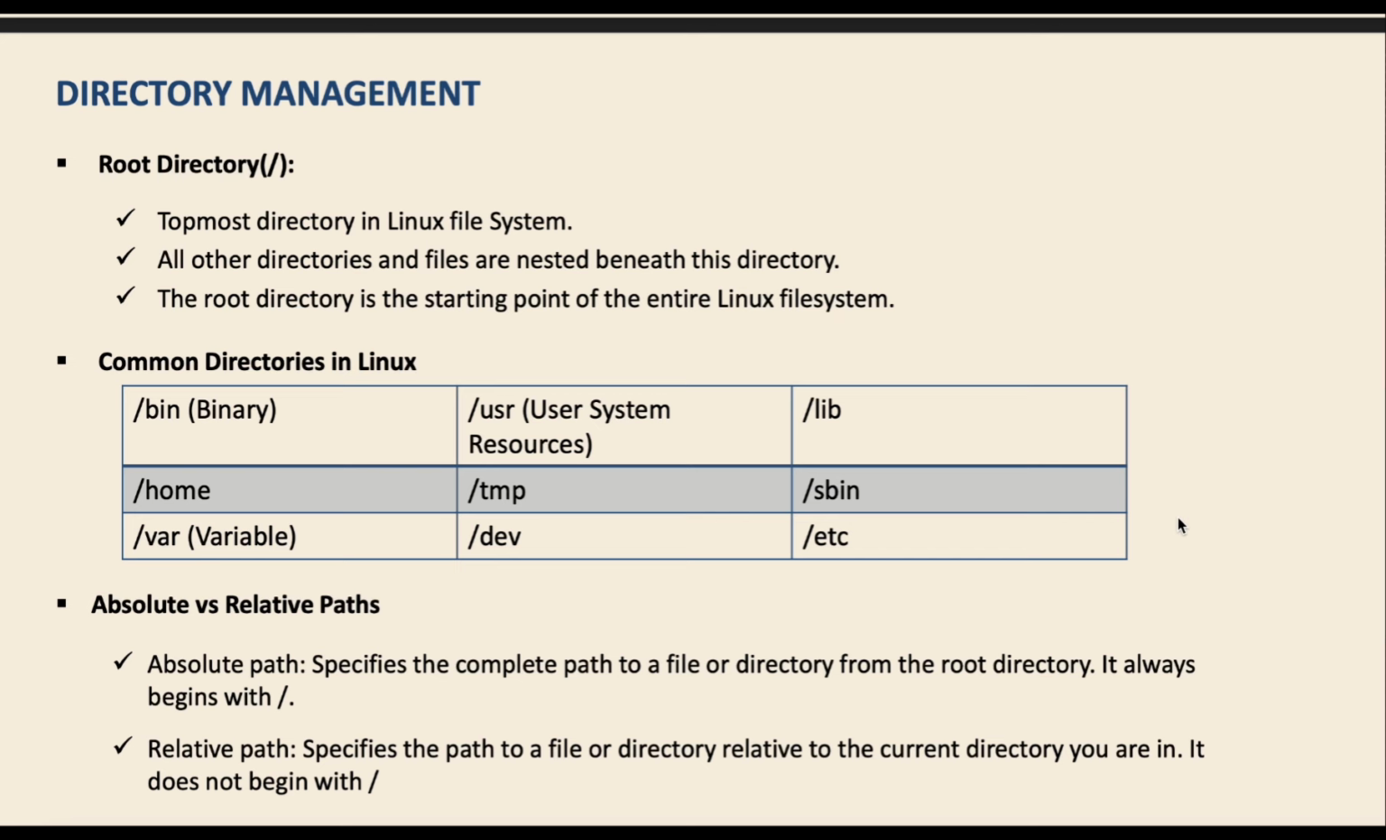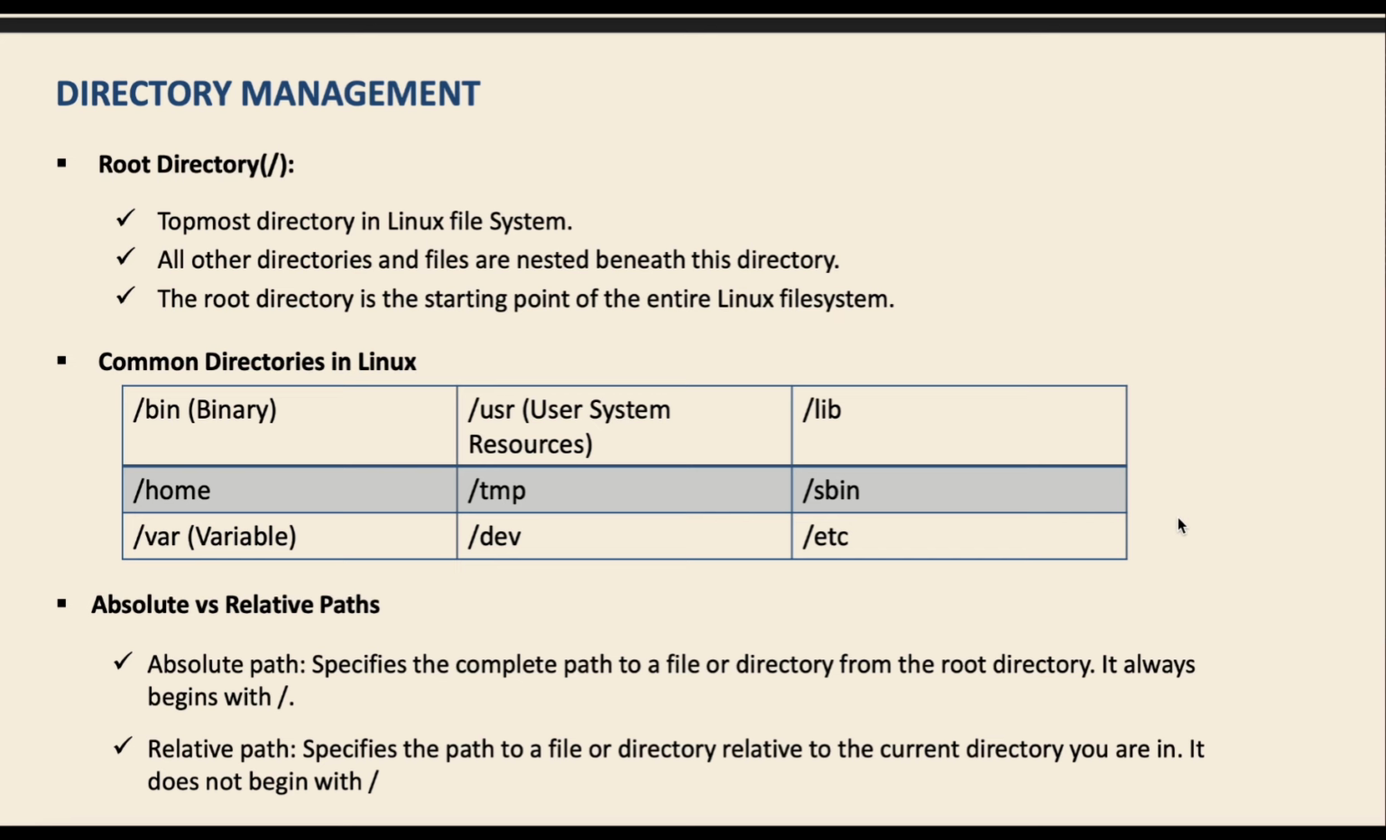For example, if you have a user ID as people, there will be a subdirectory /home/people. The next one is var. This is called the variable directory. It contains variable data such as log files, spool directories, and temporary files that change frequently during system operations. For example, /var/log holds the log files generated by the system and applications.